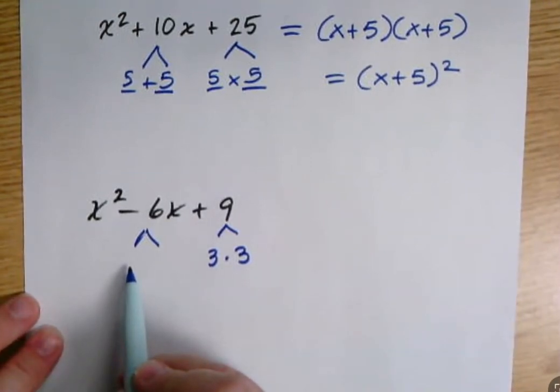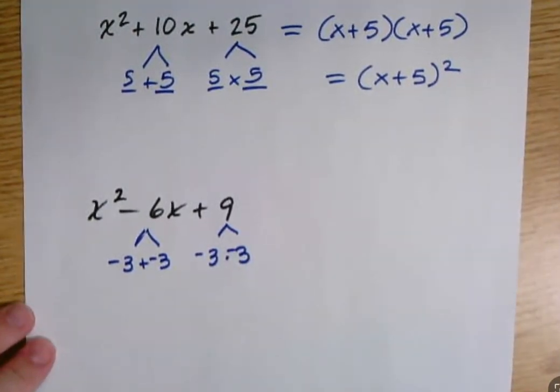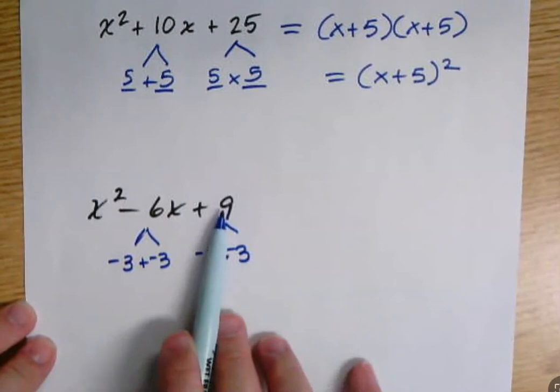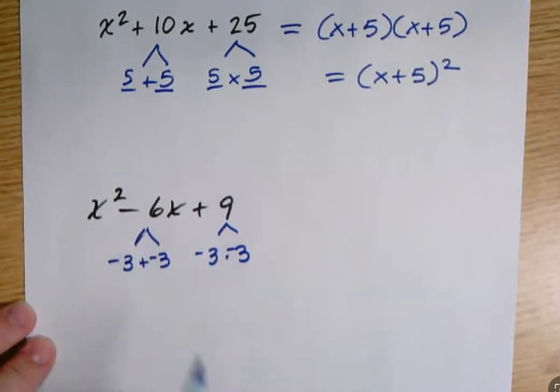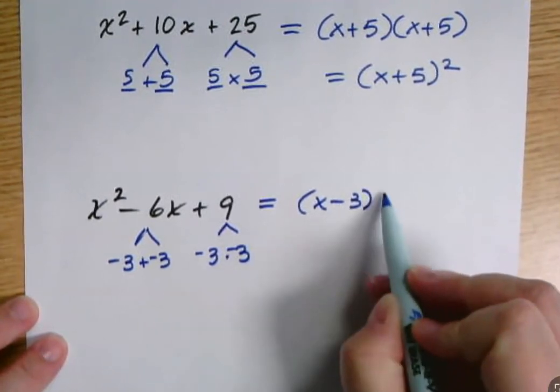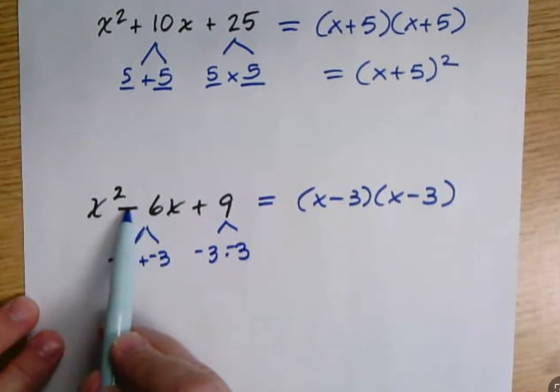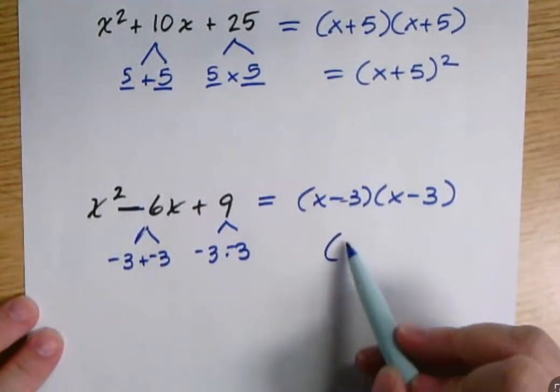6 is not 3 plus 3. It's negative 3 plus negative 3. So I'm going to go ahead and make both of these negative, and that still works for 9. Negative 3 times negative 3 gives me 9. Negative 3 plus negative 3 gives me negative 6. So this can be written as x minus 3, x minus 3. Notice that it's a minus because this was a minus. When this is a minus, this is going to be a minus here.